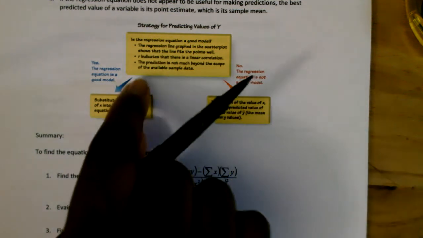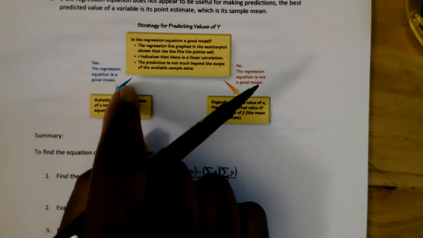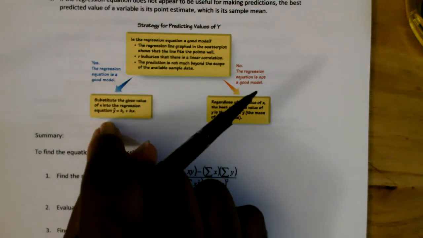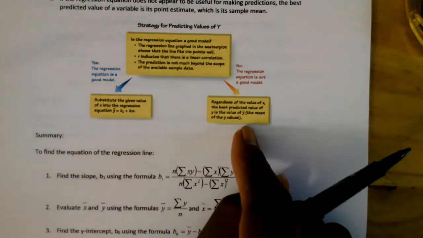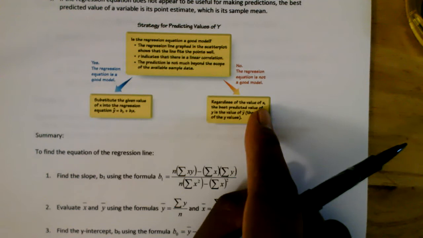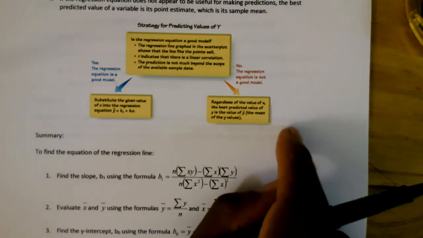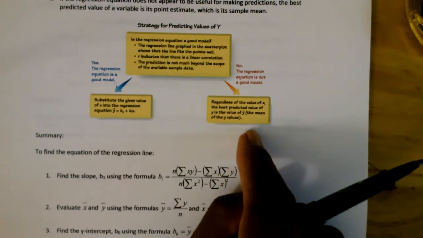Okay, if it is a good model, which is yes, then you go ahead and substitute your given value of X into the regression equation of Y hat is equal to B sub 0 plus B sub 1 times X. If it's not, then regardless of the value of X, the best predicted value of Y is going to be the value of Y bar, and that is the mean of the Y values, okay?